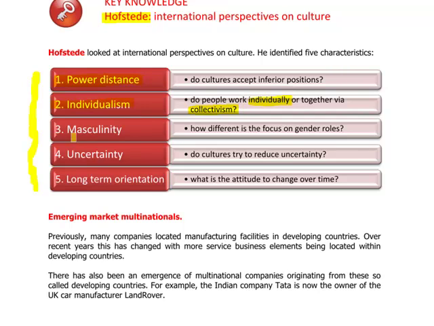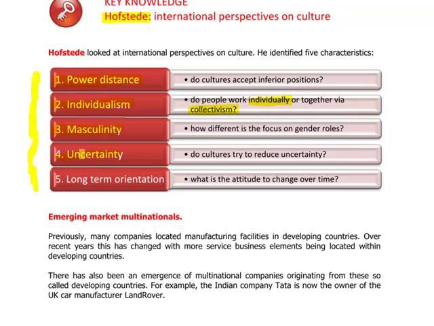The next one, masculinity. So how much focus is there on the different gender roles within a job? And Hofstede uses certain concepts here, such as the aim of teamwork, of working together in a team, and fairness being a feminine role, whereas a more masculine role is one of working towards career achievement and so on.